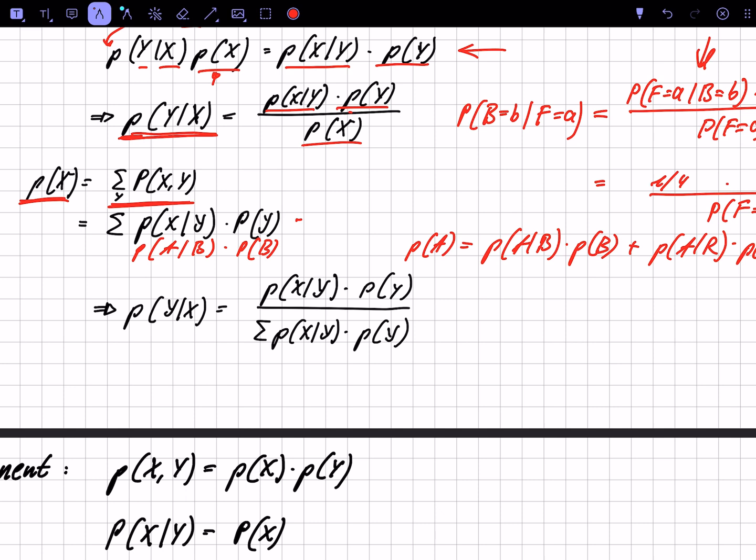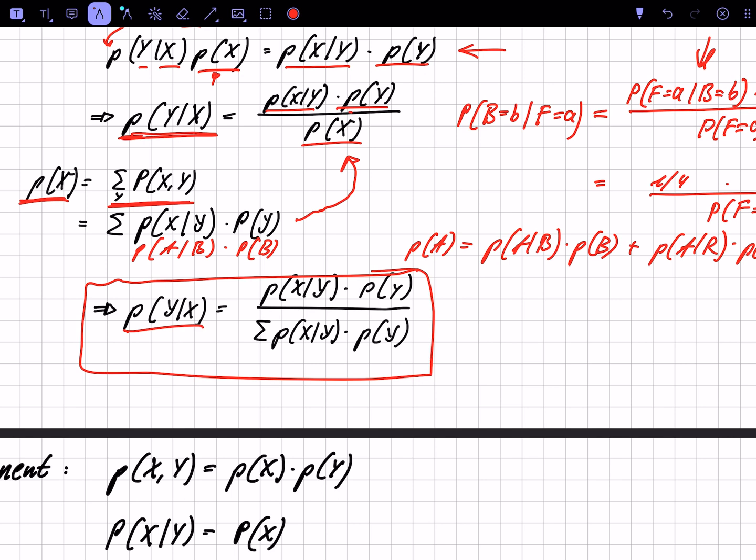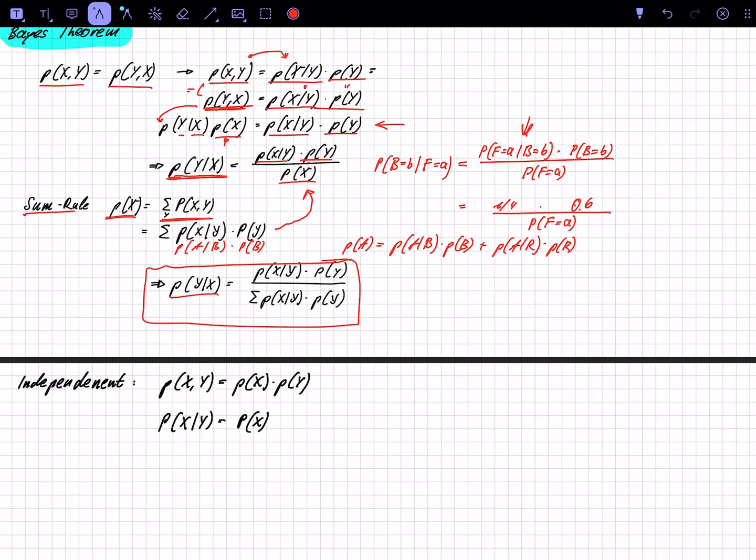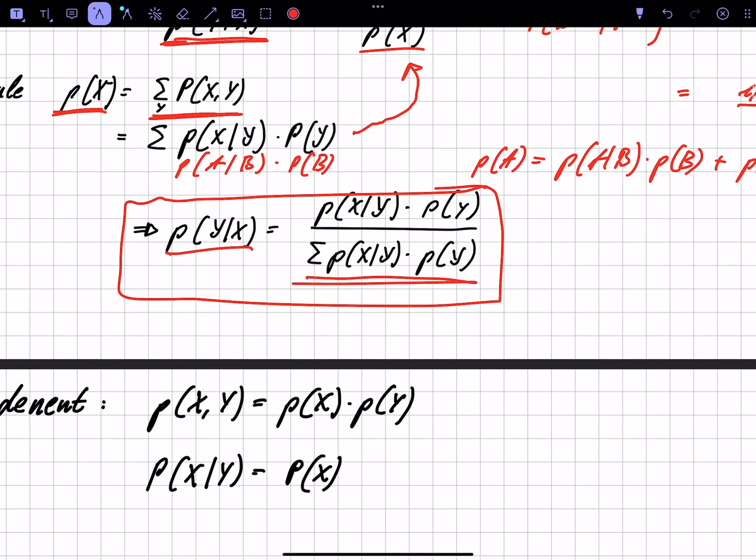And this can be basically factored in here, and we get to our end result that we have implemented the product rule and the sum rule, and we get this Bayes theorem where we can basically just insert the values that we know, and we get more information later.